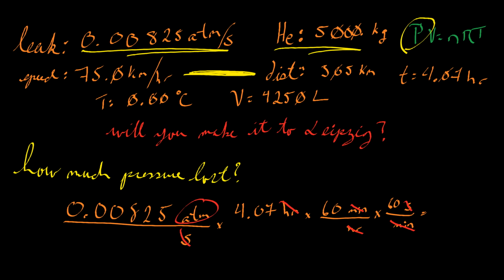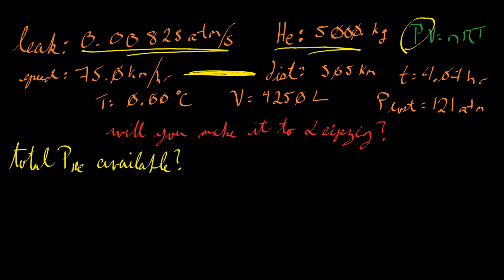So 0.00825 atmospheres per second times 4.07 hours times 60 minutes per hour times 60 seconds per minute gets us a total, remember your sig figs, of 121 atmospheres. And we'll go ahead and record that up top and ask our next question. What is the total volume or pressure available from the helium we have on board our dirigible?